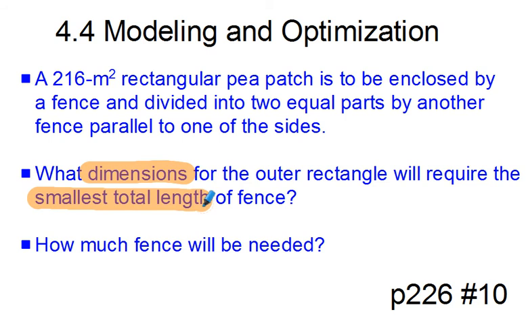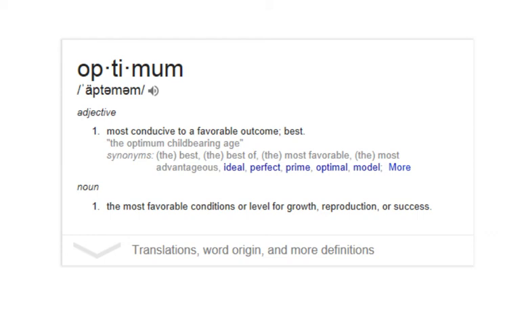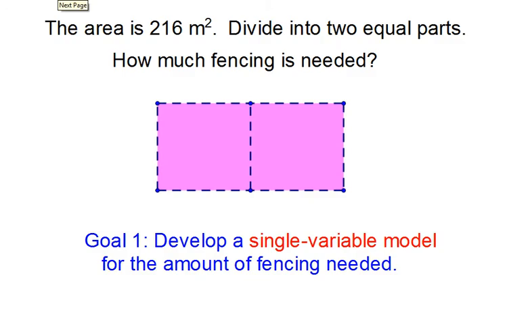All right, and ultimately, this is the main question: how much fence do you need to enclose this much area? So with that, let's get started. First of all, just vocabulary. What does optimization mean? The word optimum means best, ideal. The word optimal means best, most favorable conditions. All right, so that's just a vocabulary point.